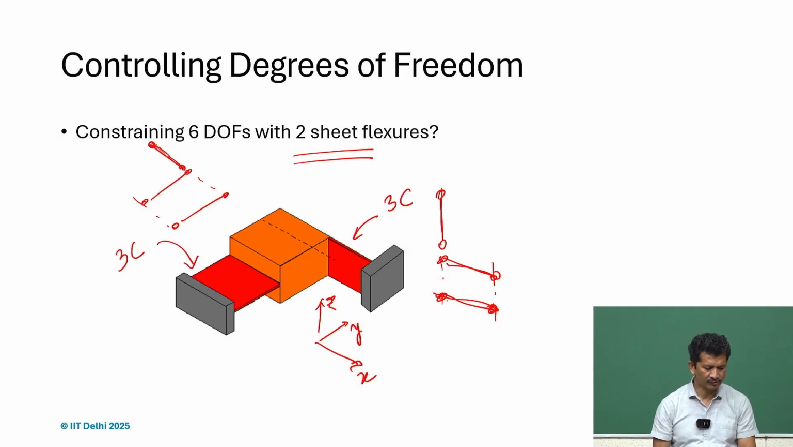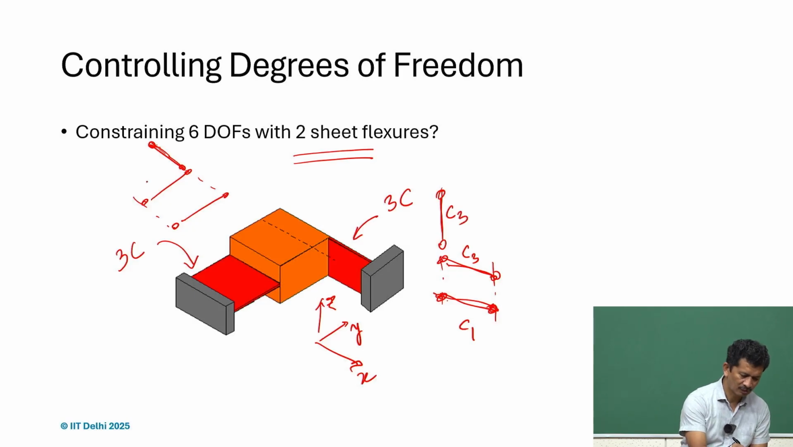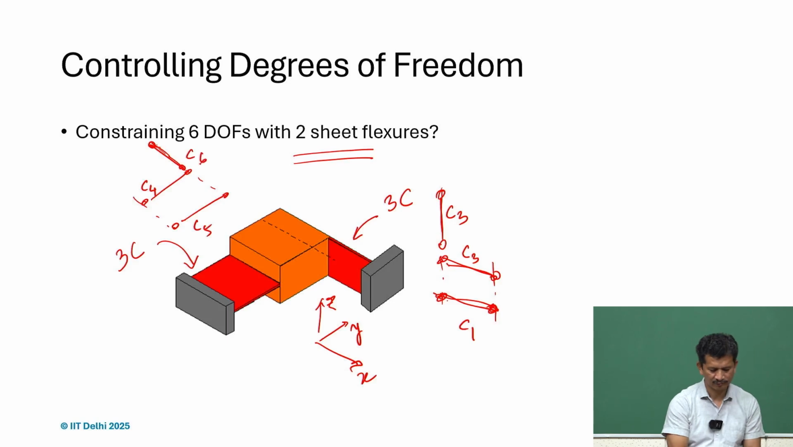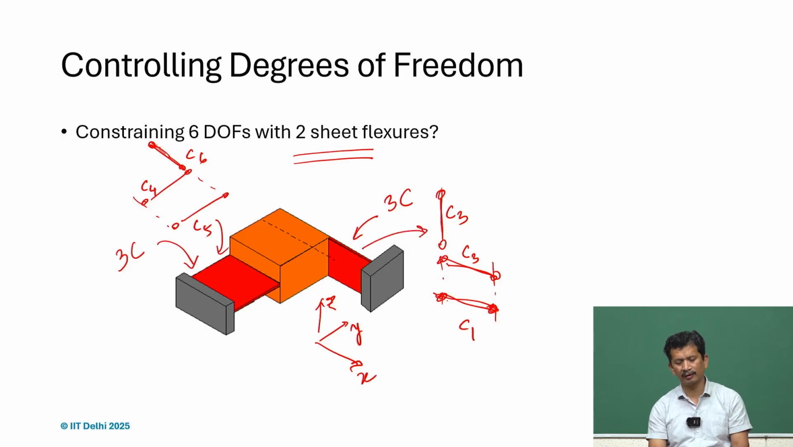So, we can name it also C1, C2, C3, C4, C5, C6. So, one plane, another plane. So, this is the horizontal plane and this is the vertical plane.